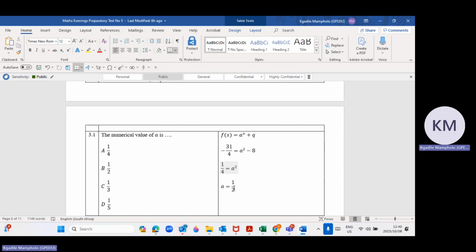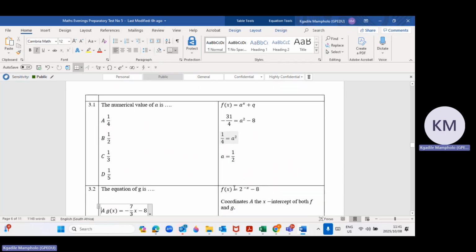Remember here, you can't say plus or minus. Whenever the exponential graph is above the asymptote, a will be positive. If it was below the asymptote, we'd say the answer is -half. So a can only be negative when the graph is below the asymptote. So here the graph is above the asymptote.